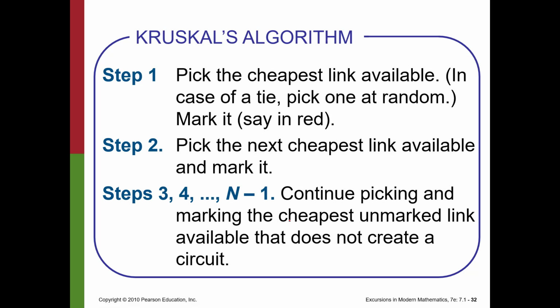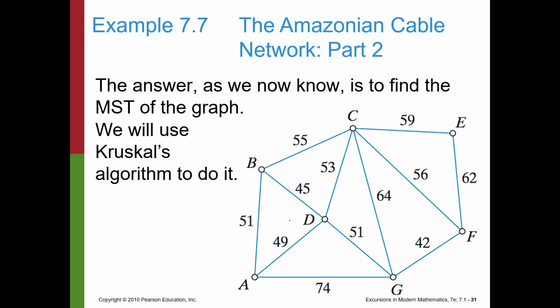Step two, pick the next cheapest link available and mark it. Steps three, four, all the way to n minus one, continue picking and marking the cheapest unmarked link available that does not create a circuit. So you're just not allowed to create circuits. You want to stay away from circuits. And when you're done, you will have the minimal spanning tree. So let's go back to our example here.